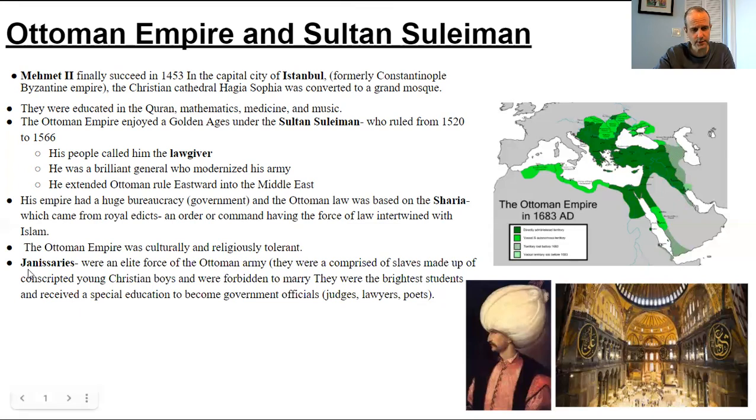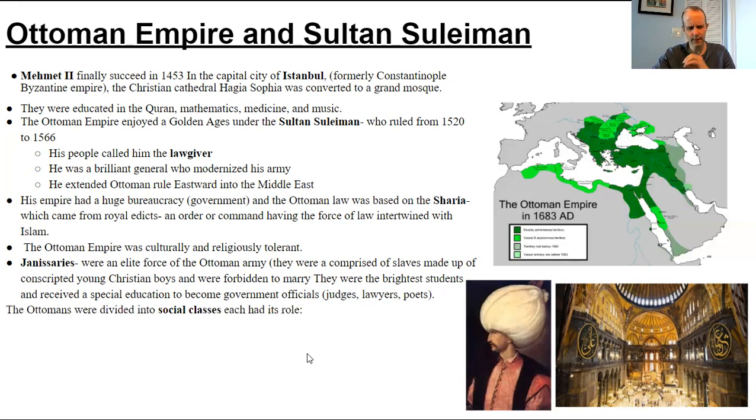They were the brightest students. They received special education to become government officials, judges, lawyers, and poets. So the intellectual people that were ruling the Ottoman Empire had an objective view because they were these Christian Janissaries. To us, it's really different to have young Christian boys conscripted, but from their side, it was the objective opinion to be rulers of the society. So it's kind of like one or the other, but that's something that you would see pop up on your exam.